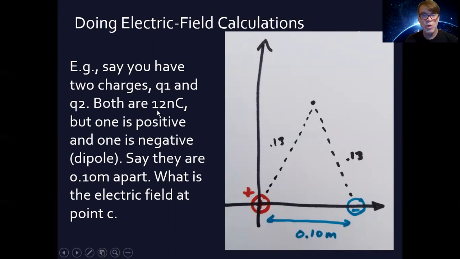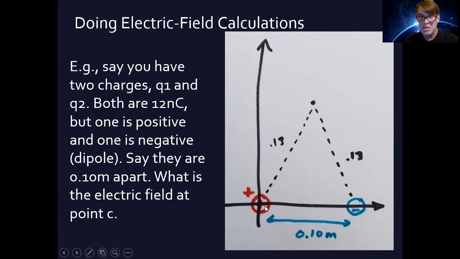12 nanocoulombs. Let's say one is positive and one is negative, that's 10 to the negative 9th. Now, the way we conceptualize positive charges is that they have electric field that goes away from it. So in every direction, we have an electric field that goes out from the positive charge. And then for a negative charge, we're thinking of the field lines coming toward it. So it comes in.